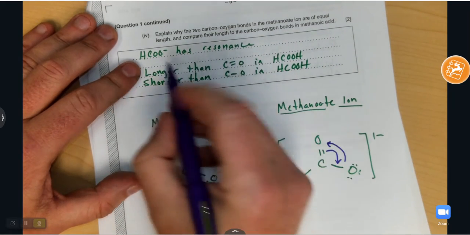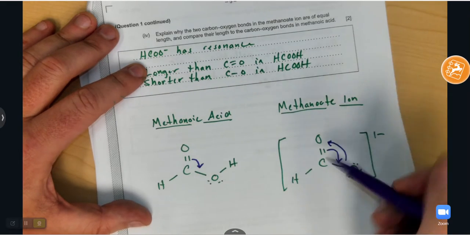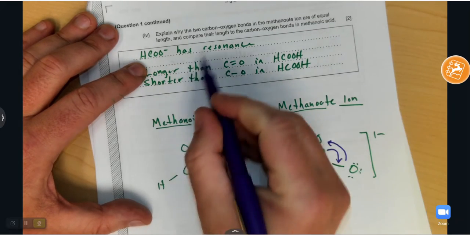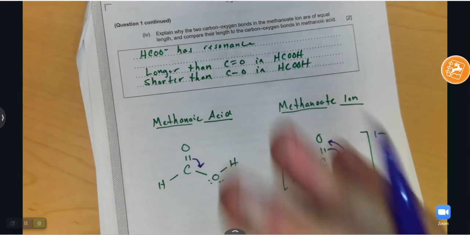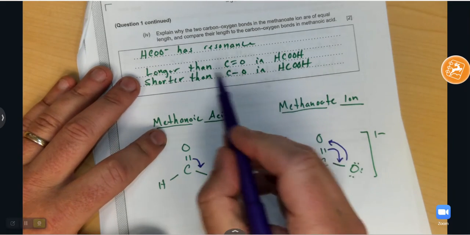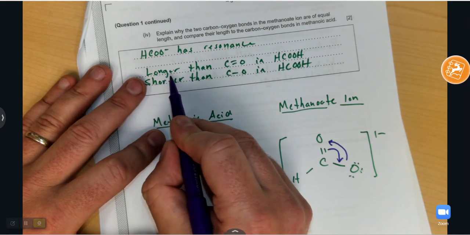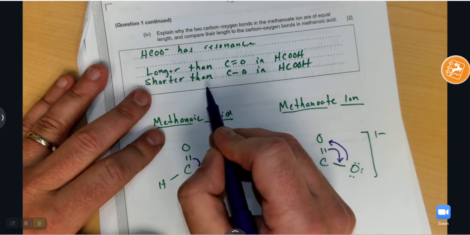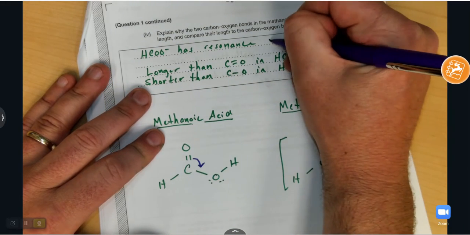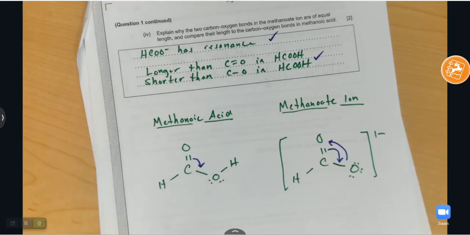So the reason why the lengths are the same is because this ion, because you can move the bond without moving the atoms, has resonance, and that equalizes the bond strength. So the bonds in the methanoate ion will be a little bit longer than the double bond and a little bit shorter than the single bond. Make sure you say everything, because I bet you that's mark 1 and that's mark 2.